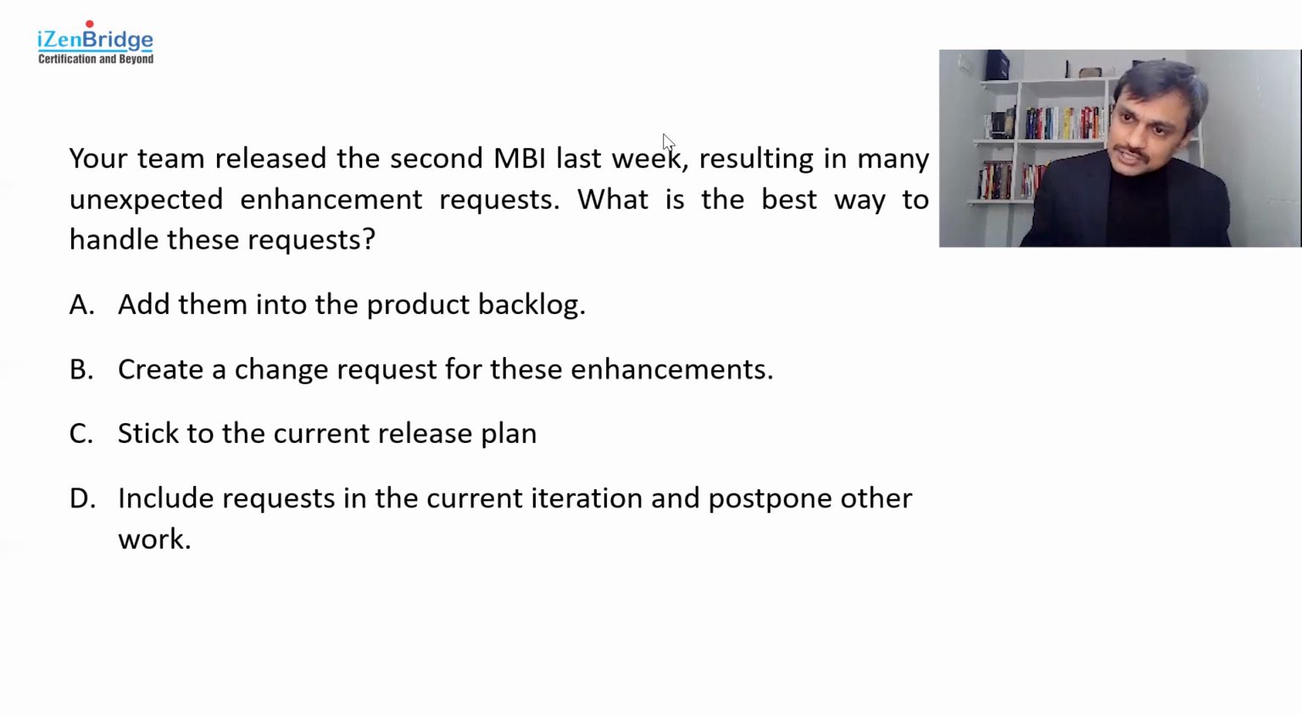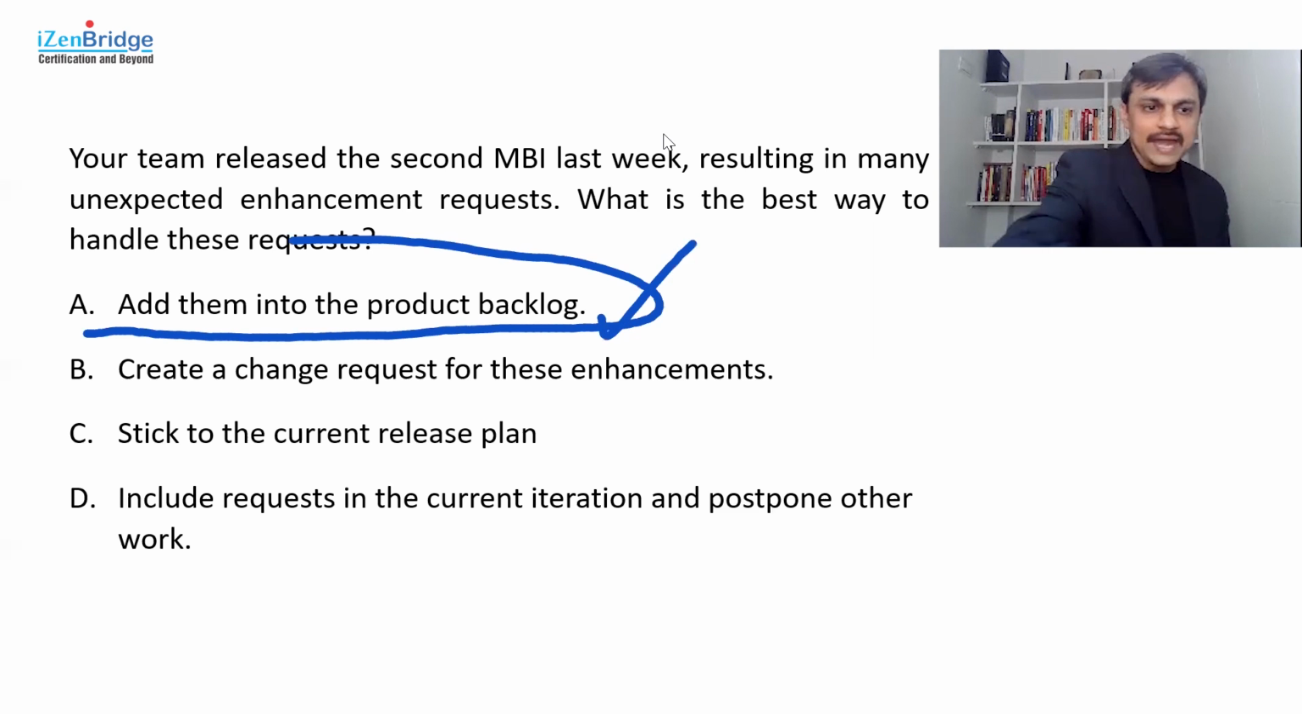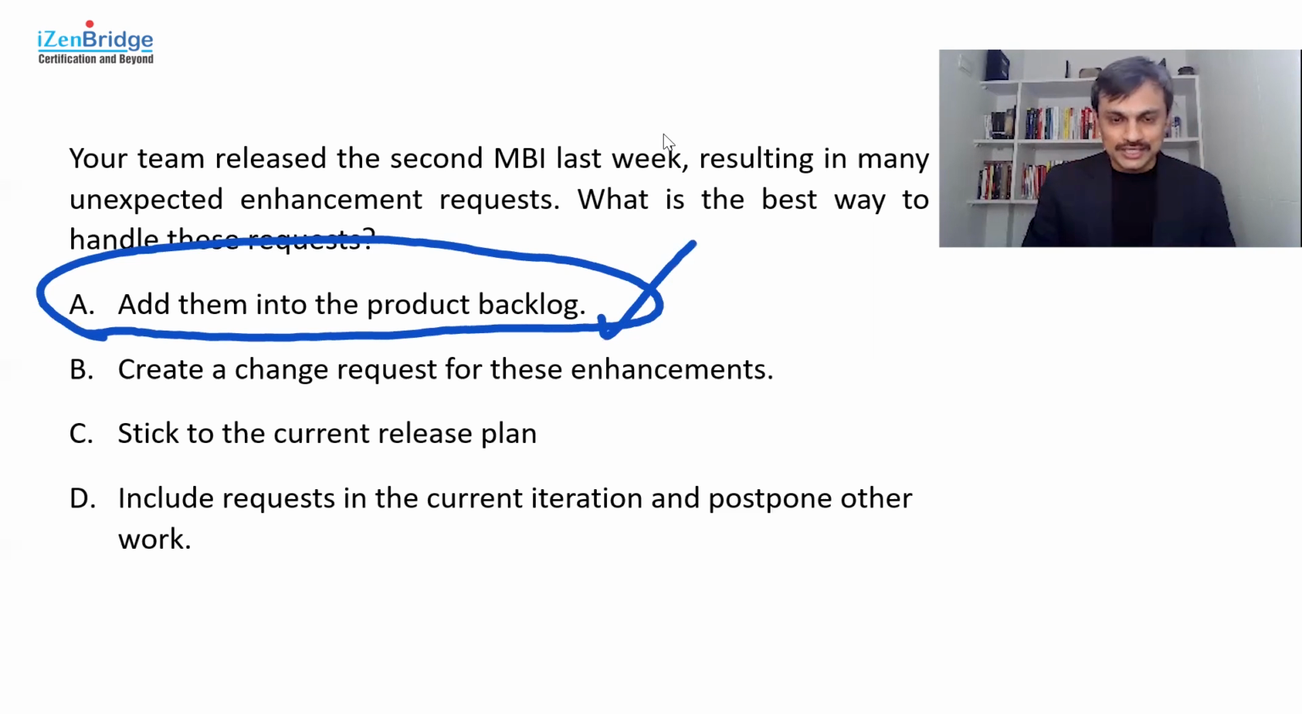So it's a simple question: add the new enhancements into the product backlog. Now, addition does not mean that you are going to work on them just after this iteration, or you might work on them based on priorities. You involve the appropriate stakeholders, appropriate refinement will be done, and based on the priority and the refinement process, we will work on these enhancements. So for this question, we can safely pick option A, add these enhancement requests into the product backlog.